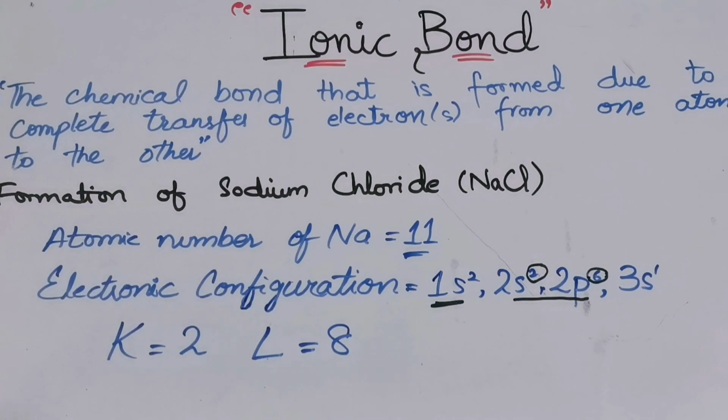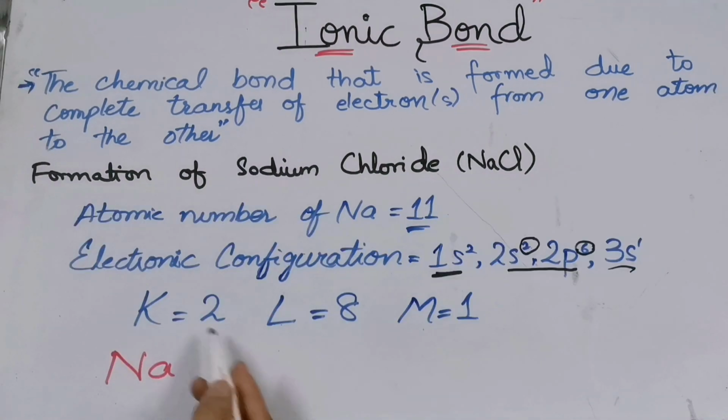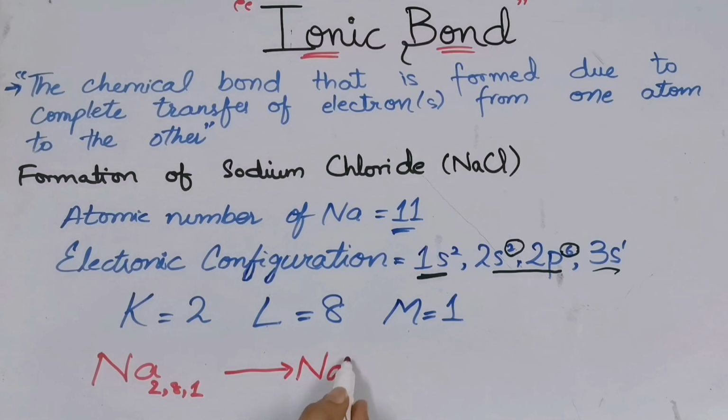Now how many electrons are left? Only 1. So we will fill this 1 electron in the next shell, that is M, which will hold here 1 electron. We have sodium, so 2, 8 and 1: 2 of K shell, 8 of L shell and 1 of M shell. Now this will lose its 1 electron and it will convert into a cation, because with the loss of electron, cation is formed. So it will be left with 2 and 8. The 1 electron will be lost by sodium.